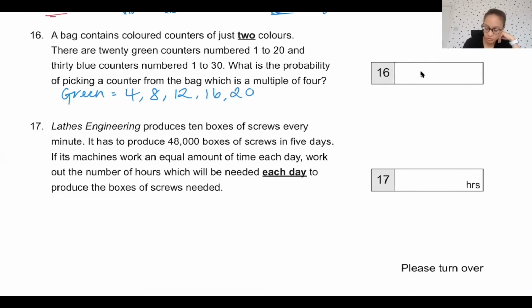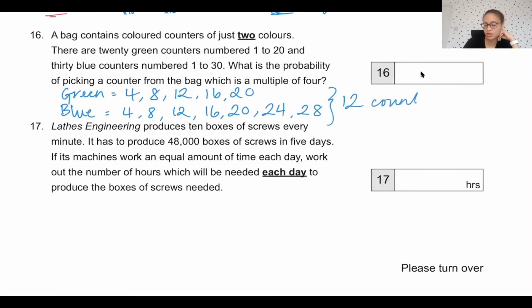Yep. So blue, 4, 8. You could just assume that you have that first 5 if you wanted to save some time writing them out. 20, and then we have 24 and 28 as well. So we have 5 green counters and 7 blue counters, which makes a total of 12 counters that are multiples of 4. Now to figure out the probability, I just take the number of times it could happen, over the total number of events.